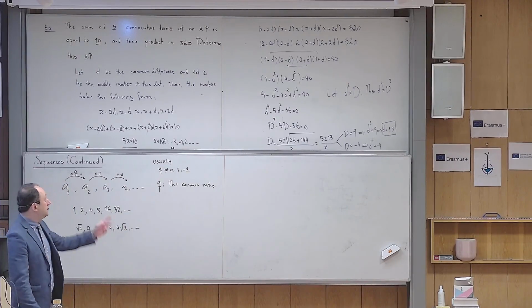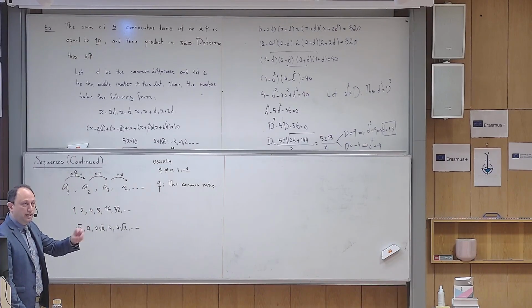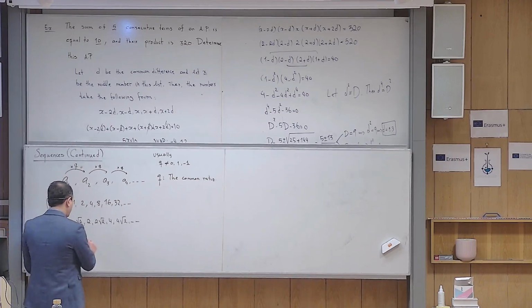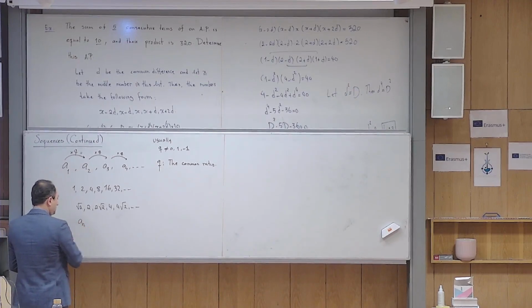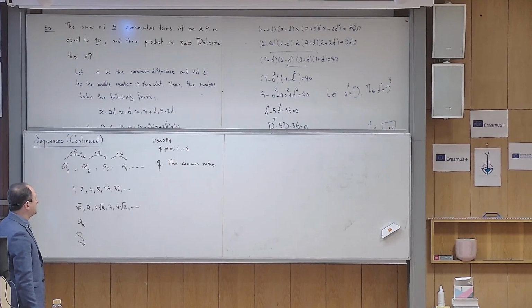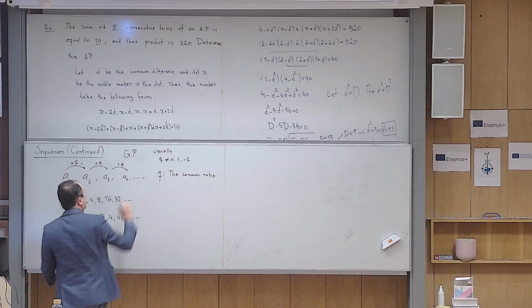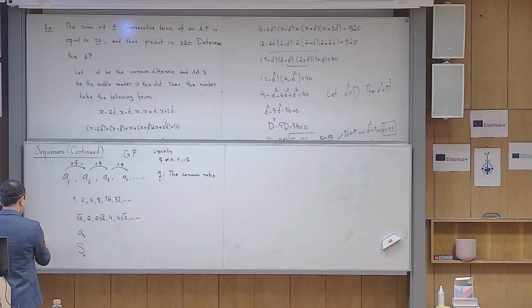In the arithmetic progression, we had two formulas: one formula for a_n and one formula for S_n. We want to have the same formulas here. So I want to have a_n and S_n for the geometric progression. I will use GP for geometric progression, so let me write GP here. Can you answer this one?